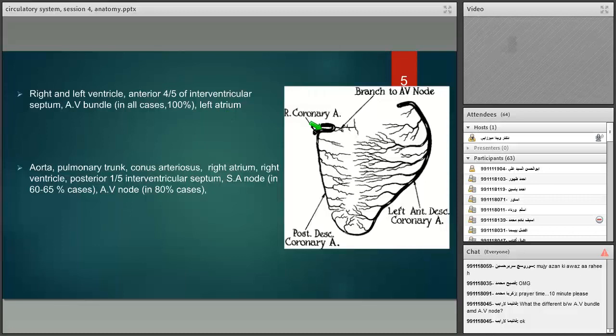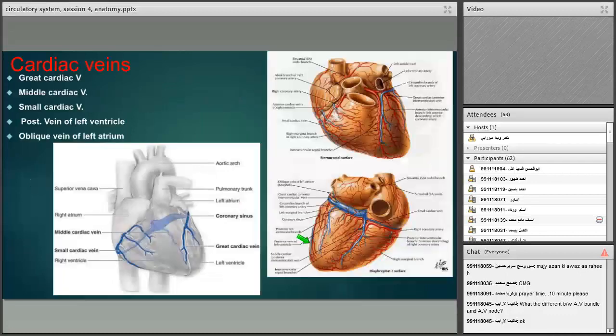This is the heart, and if you imagine here is the interventricular septum, we can see that the anterior 4/5 of the interventricular septum is being supplied by the left coronary artery, LAD branch, and 1/5 by the posterior descending coronary artery of the right coronary artery.